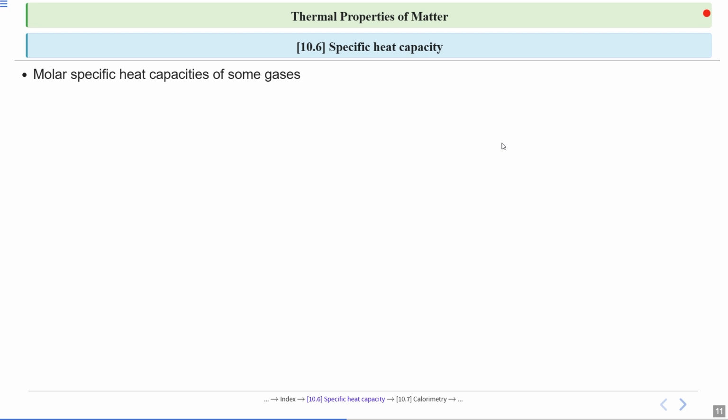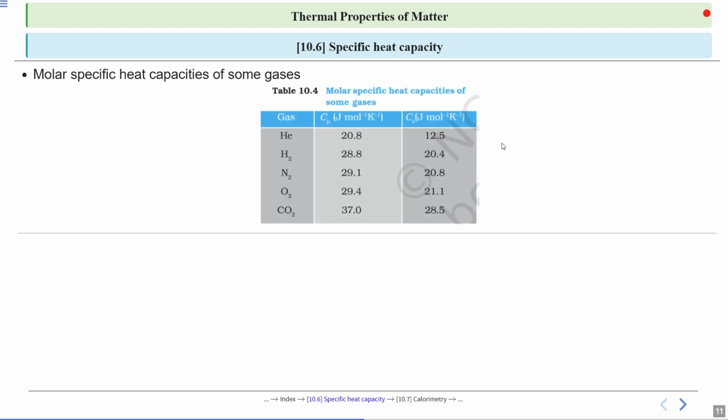Molar specific heat capacity of some gases. So here we have some gases: helium, hydrogen, nitrogen, O2, CO2. So molar specific heat, Cp and Cv. For helium, Cp is 20.8 joule per mole per Kelvin and Cv is 12.5 joule per mole per Kelvin.